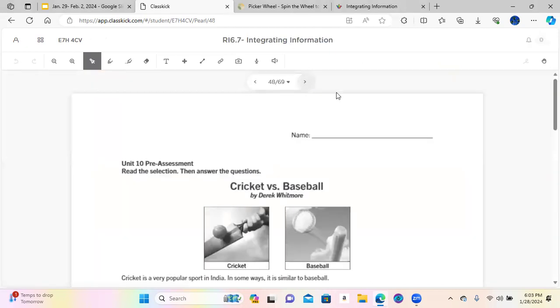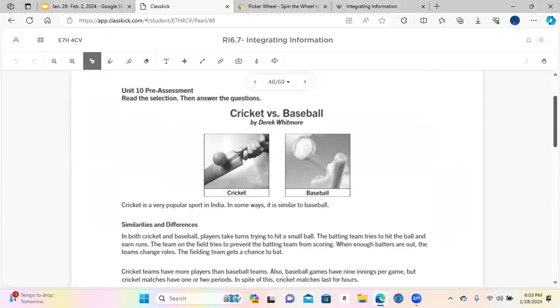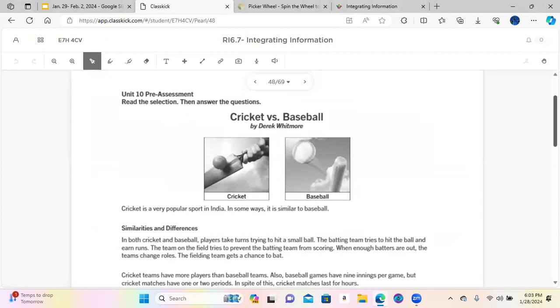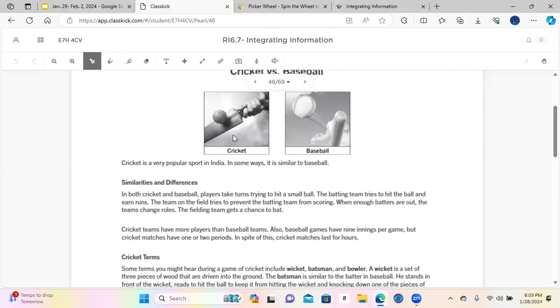Now let us look at this pre-assessment. Just read the selection, then answer the questions. Cricket versus Baseball by Derek Whitmore. And as you can see, there's a photograph of a cricket bat and a ball, and also a photograph of a baseball bat and a ball.